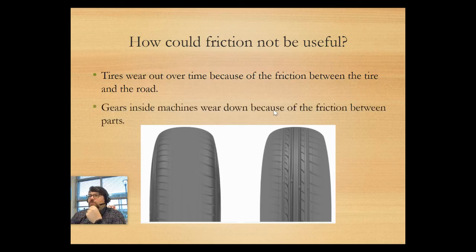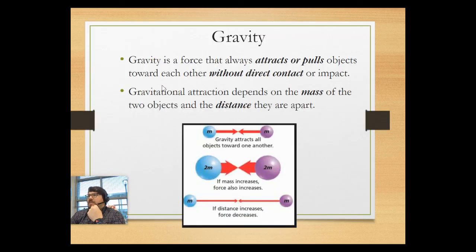Gears inside machines wear down because of friction. So same thing, whether your tires wear down, the gears wear down. So friction, it's good, but it's got its downfalls as well. Now we're just going to move on and talk about gravity, because this indicator is about friction and gravity. So friction depends on two things: the type of surfaces and the amount of weight, how much mass the object has. So that's what's important about friction.